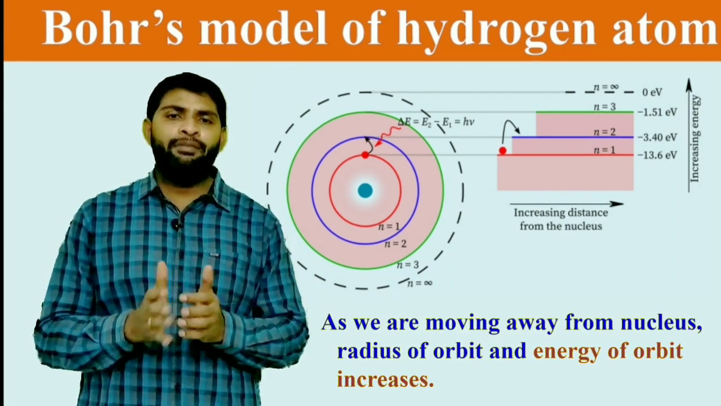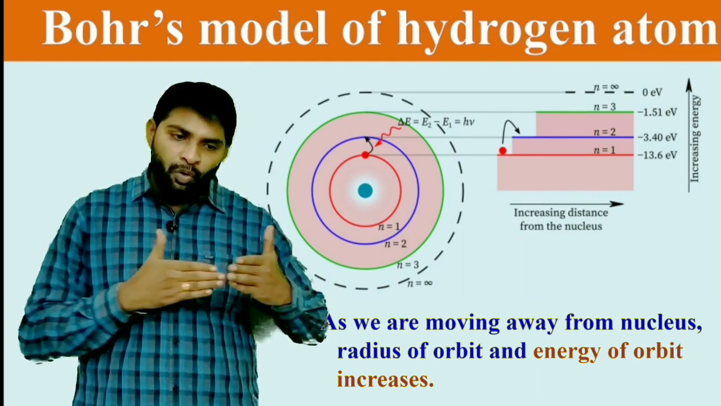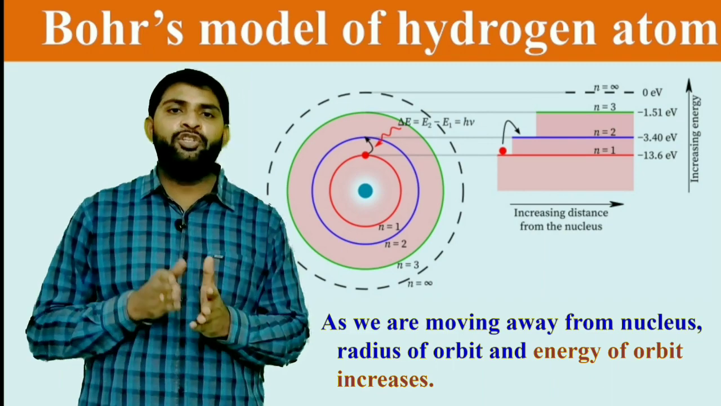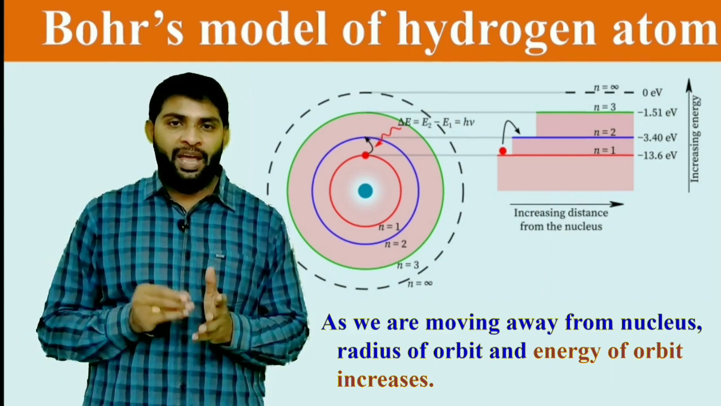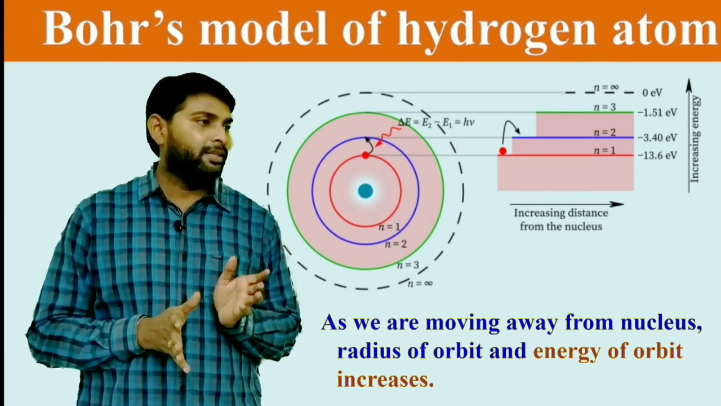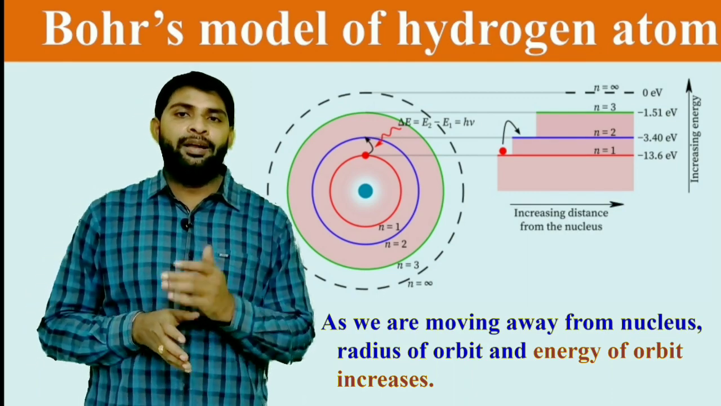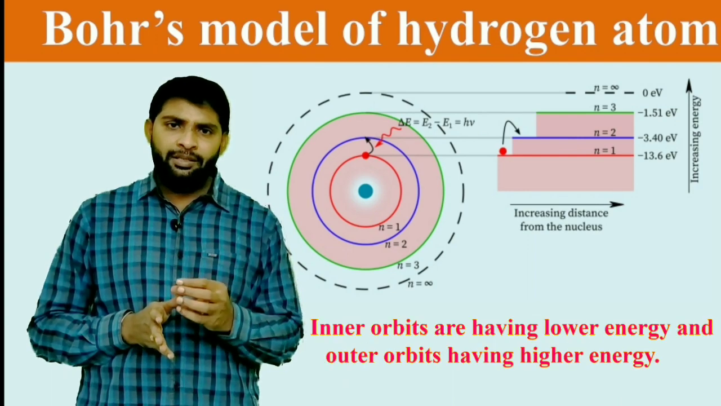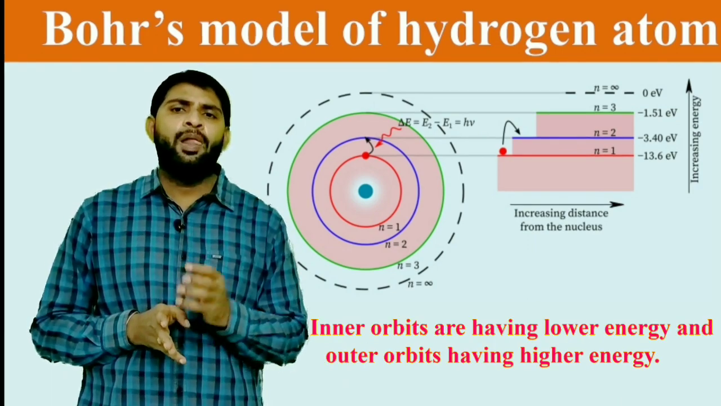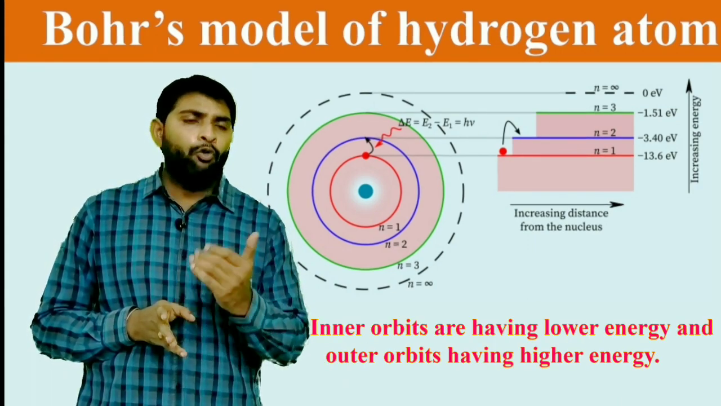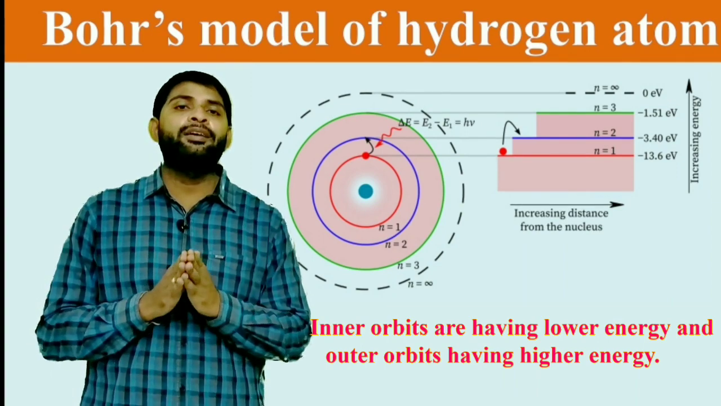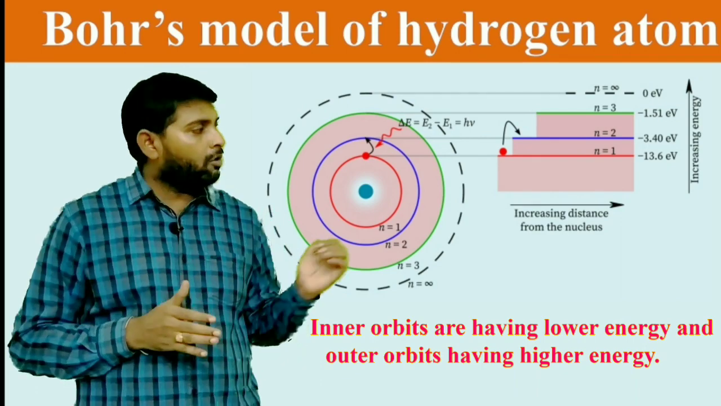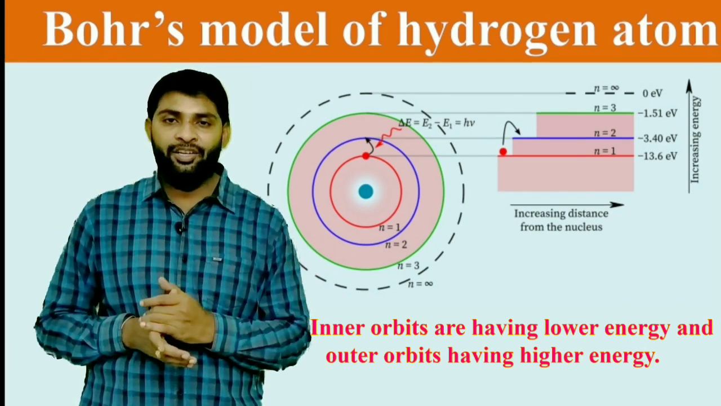As we move away from the nucleus, the radius of the orbit and the energy of the orbit increase. That means inner orbits have lower energy and outer orbits have higher energy.